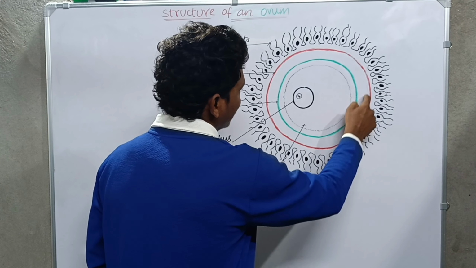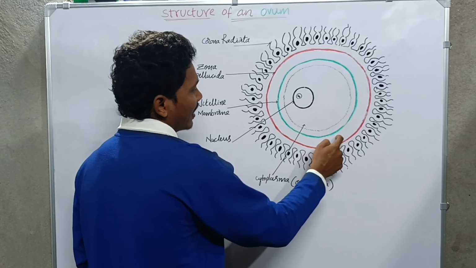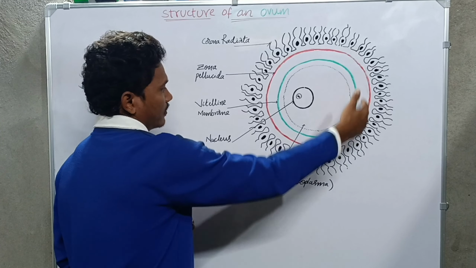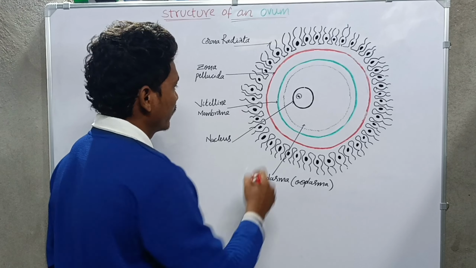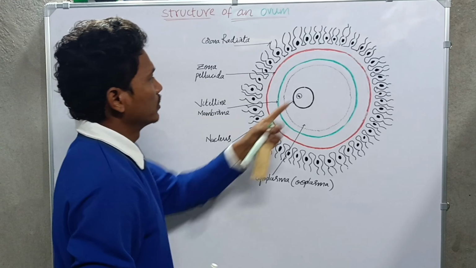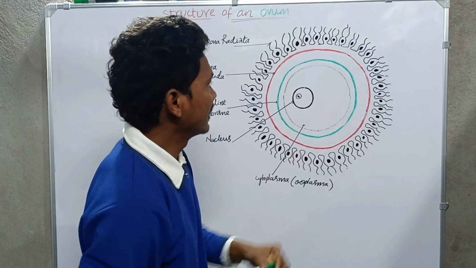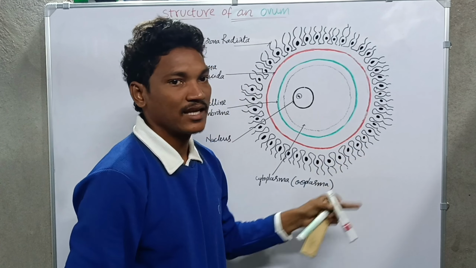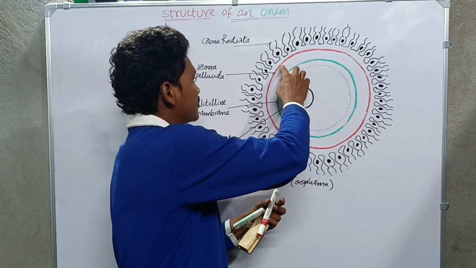It is a thick membrane and structurally altered after fertilization, and it is the outer protective layer. Okay. And the outer protective layer. And come to the corona radiata. This is the corona radiata layer. It is 2 to 3 layers of cells attached to the zona pellucida.